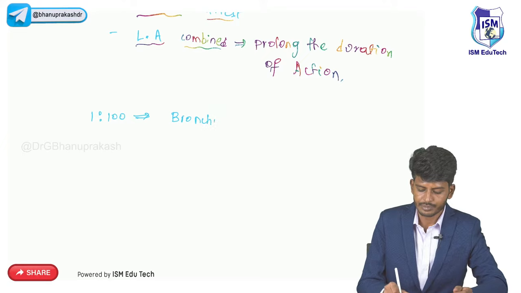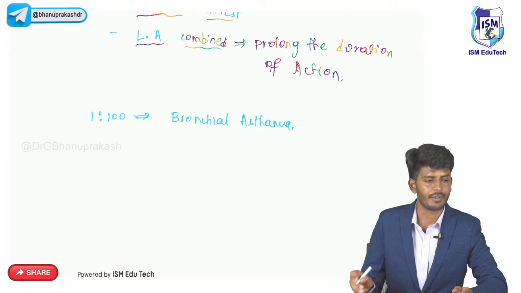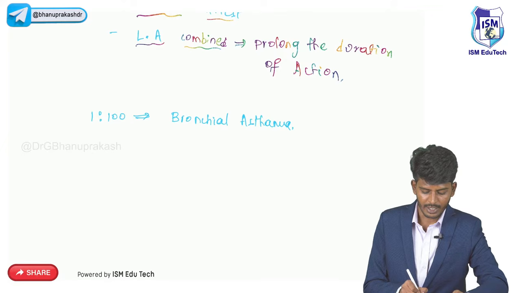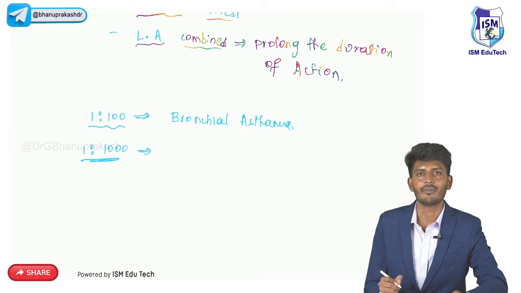Bronchial asthma, right? So in bronchial asthma, we are going to use it. Now listen to me. In bronchial asthma, the dilution is 1:100. Now, for example, 1:1000. Where do we use it? We use 1:1000 in which disease? In anaphylactic shock.